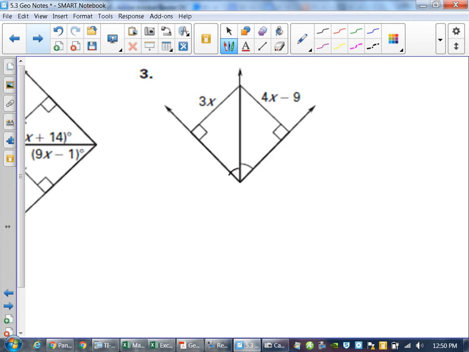See, it's already been bisected. Perpendicular, which means this has to work. So it's add 9, subtract 3x. Very, very quick.